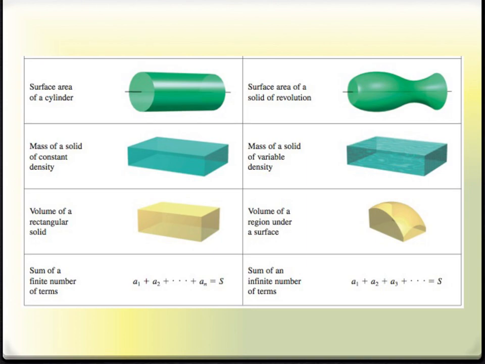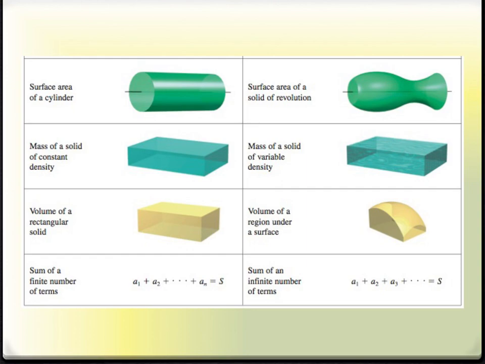So this is an arbitrary shape. This one looks kind of like a vase, but it's arbitrary. We can find the surface area of that arbitrary shape. You can find the mass with pre-calculus, the mass of a solid of constant density. Right? It's consistent throughout. And with calculus, you can find the mass of a solid of variable density. It changes throughout.